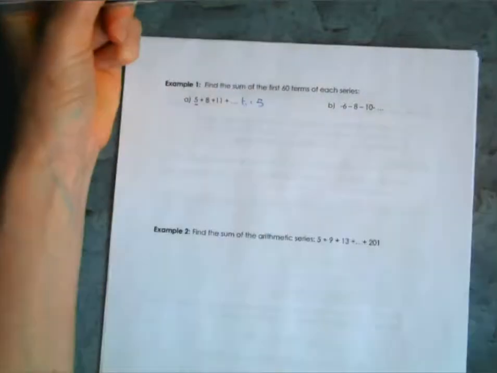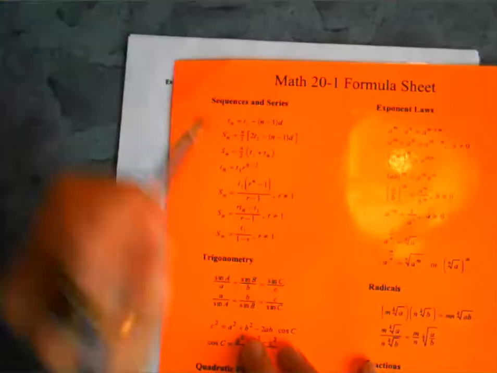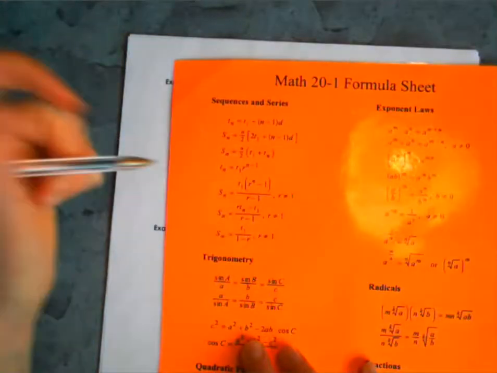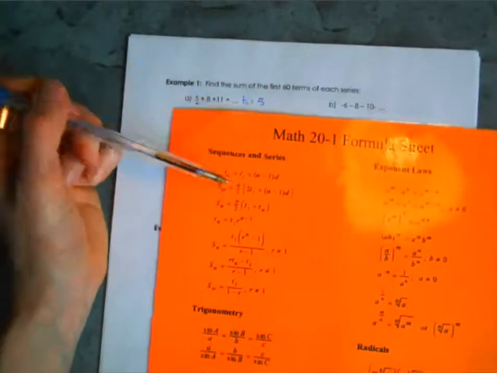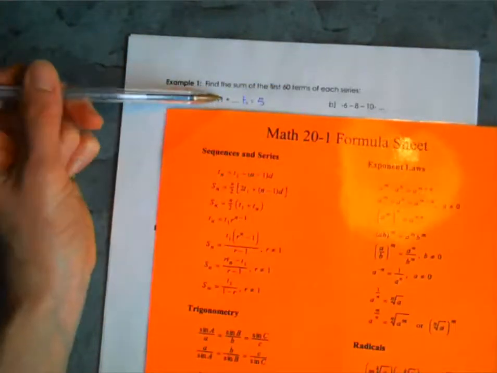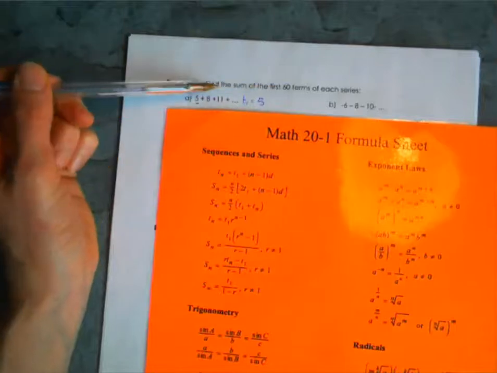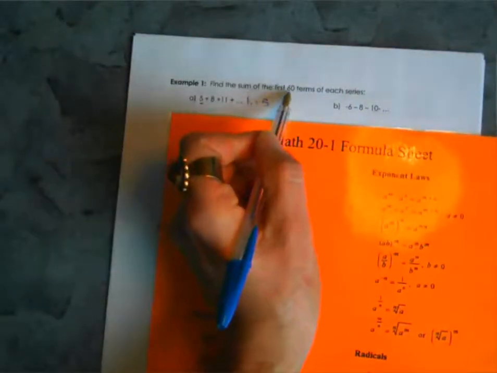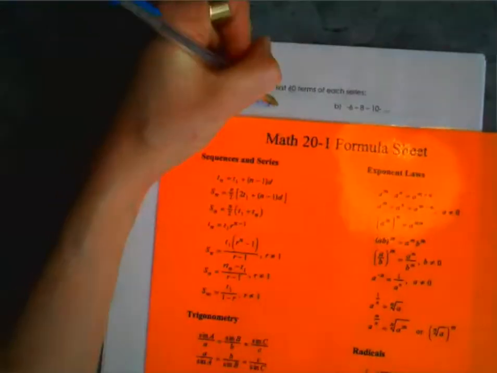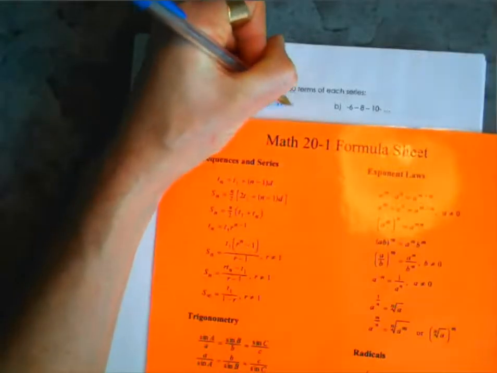What is another thing we want to know? Well, these are going to be our two formulas we're working with today. So we have T1. Do we have n? Well, not really, right? Because we don't know. Oh, actually, yes, we do, because we were told here the first 60 terms. So we're going to be looking for n equals 60.